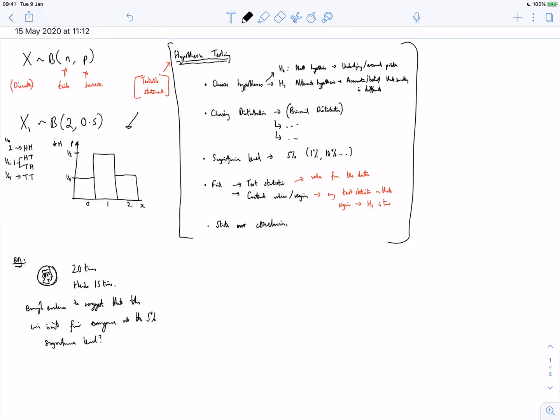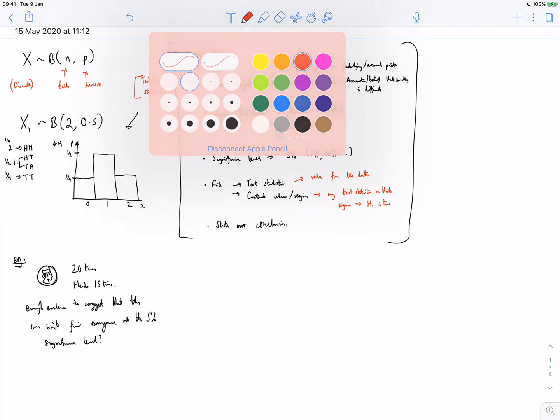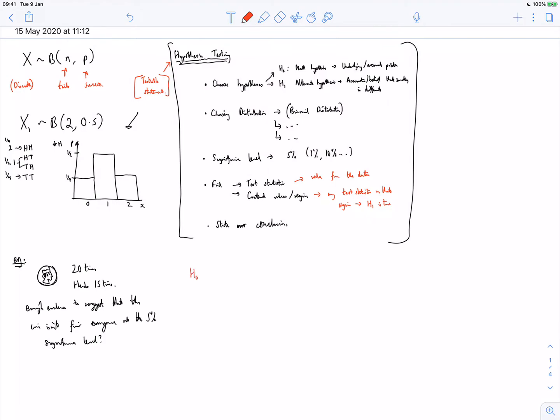When something like this comes up, immediately in your mind you should be thinking, okay, they've talked about a significance level, we're wanting to look at evidence, we want to test a hypothesis: is the coin fair or not? So choose the hypothesis. My null hypothesis is that the probability of success for a fair coin should be 0.5. It should be 50% of the time heads, 50% of the time tails.